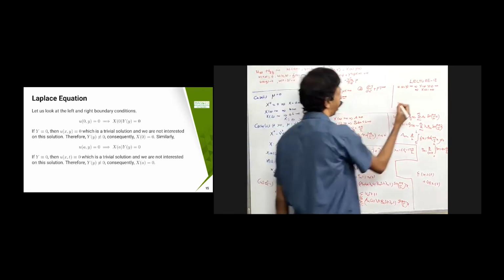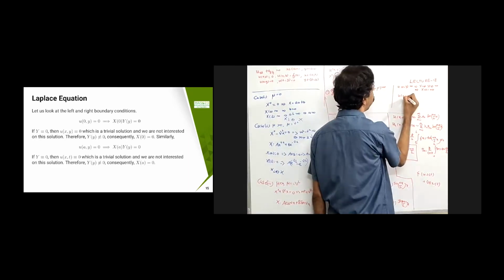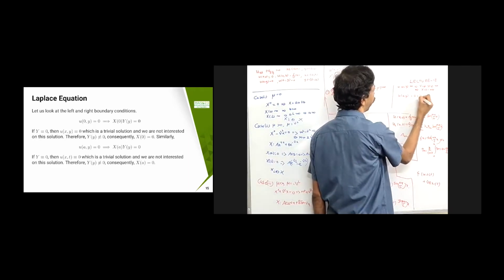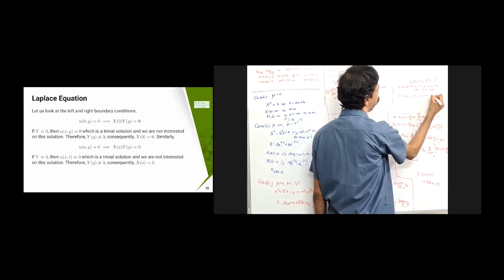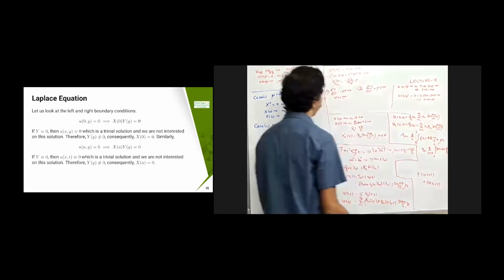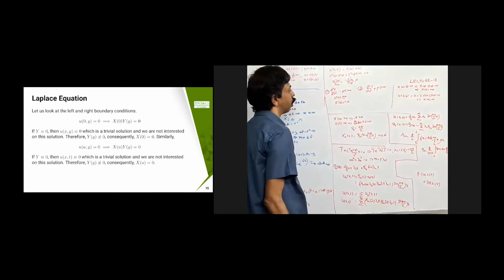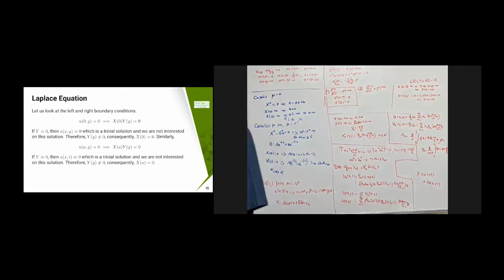Second one, again u of a comma y equal to 0. So you are going to get X of a into Y of y equal to 0, therefore X of a equal to 0. Again the same logic. So these are the two conditions, and I'm going to solve this problem. This is a Sturm-Liouville problem, and again you can use the same logic here.